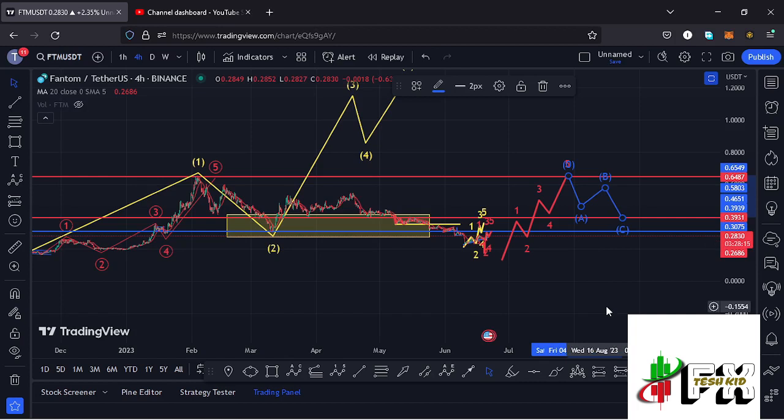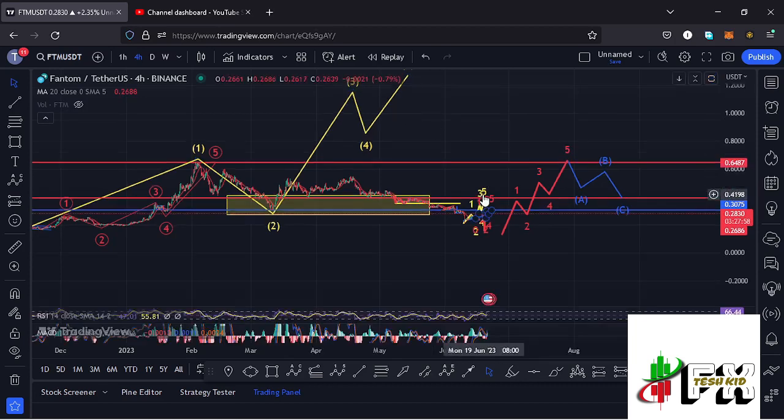And once that plays out, I'll be able to give you my minimum target areas in the formation of this larger Elliott wave count 3, where I'll be expecting Fantom to get above the $1 mark. And that is what I'm expecting on the Fantom chart.